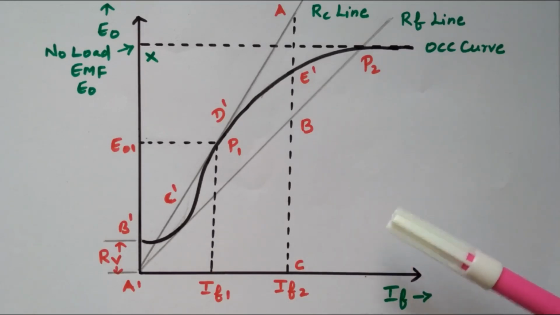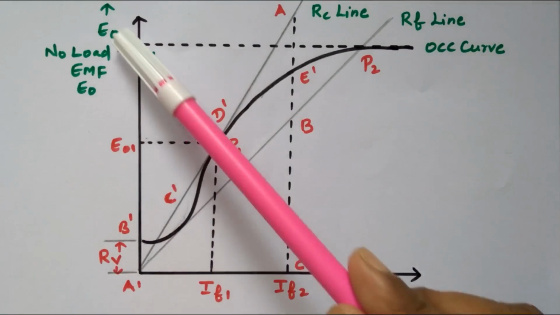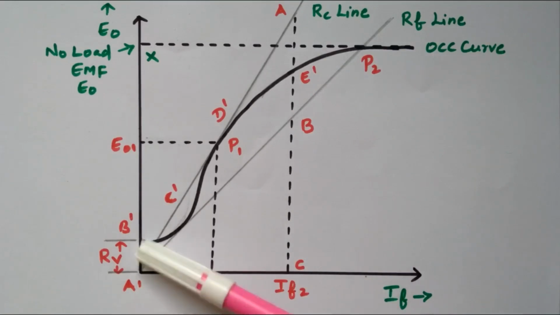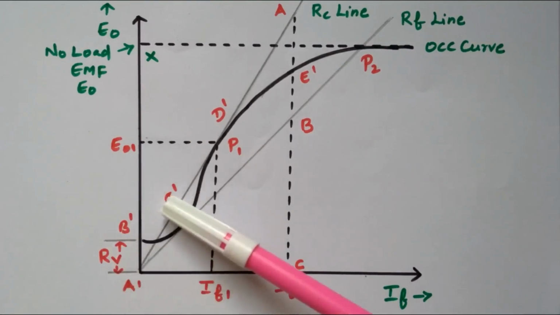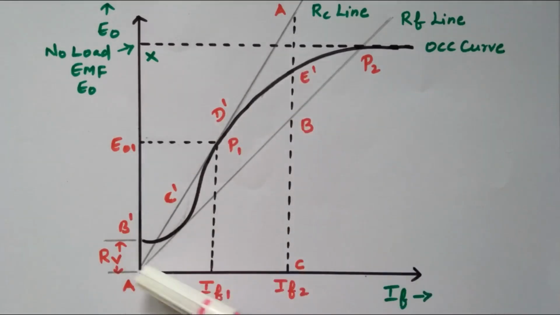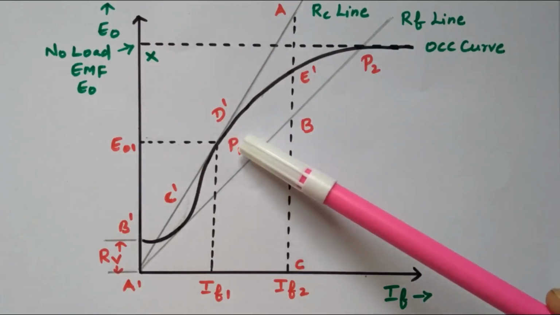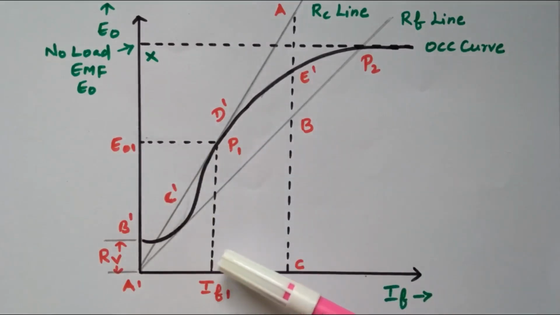Right? So from this graph we can measure two parameters, critical resistance and critical speed. I will explain again. From the set of readings of field current and no load EMF, this OCC curve is drawn. You can see clearly that there is some voltage available even when the field current is 0, that is called residual magnetism. These points are available: A1, B1, C1, D1 and E1. Now one tangent is drawn, called the RC line, where it cuts the OCC curve at point P1. The corresponding values E01 and IF1 let us measure the critical resistance.